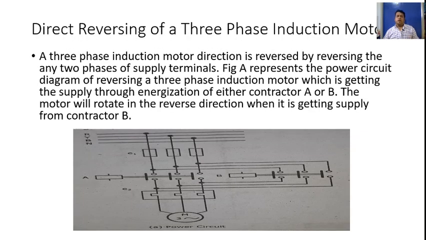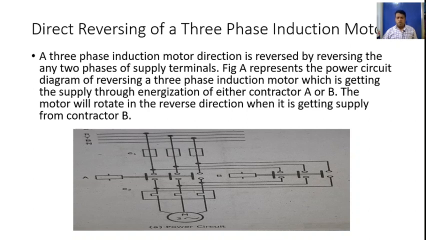Now we will talk about direct reversing of a three-phase induction motor. What is direct reversing of a three-phase induction motor? The direction of a three-phase induction motor is reversed by reversing two phases of the supply terminals. See here in this figure, it represents the power circuit diagram of a reversing three-phase induction motor, which gets its supply through energization of either contactor A or contactor B. The motor will rotate in the reverse direction when it is getting the supply from contactor B.